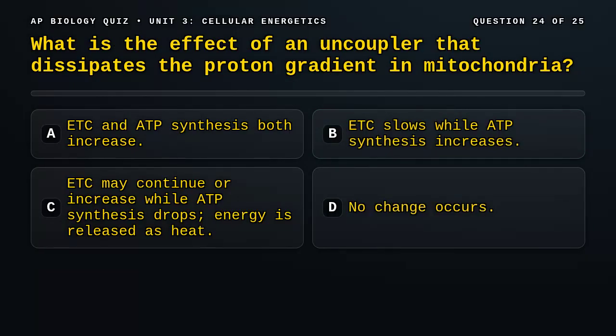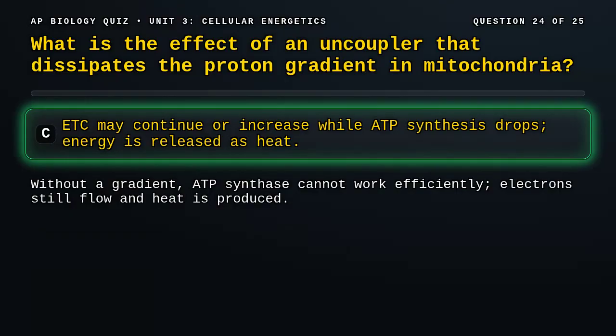Question 24. What is the effect of an uncoupler that dissipates the proton gradient in mitochondria? A. ETC and ATP synthesis both increase. B. ETC slows and ATP synthesis increases. C. ETC may continue or increase while ATP synthesis drops sharply. Energy is released as heat. D. No change occurs. Correct answer, C. Collapsing the gradient lets electron transport proceed without efficient ATP production, generating heat instead.